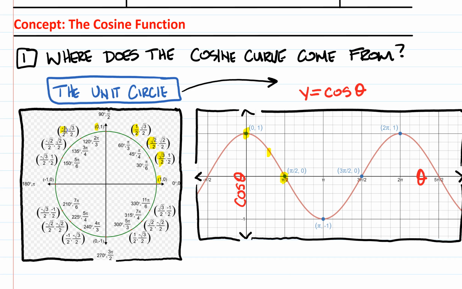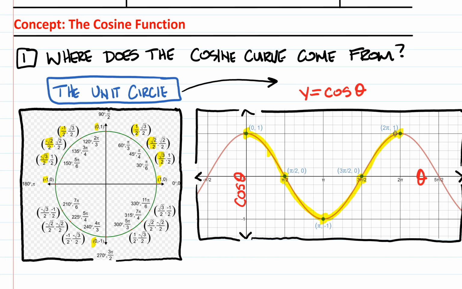And then, of course, if we keep going all the way around the unit circle, the cosine of 180 is negative 1. So at pi, which is the equivalent of 180 degrees, I'm down here at negative 1. At 3 pi over 2, you can see I'm back to 0. I'm back to 0 over here, and finally when I go all the way around at 2 pi, I'm back to 1 again. So the basic cosine curve is going to look like this.